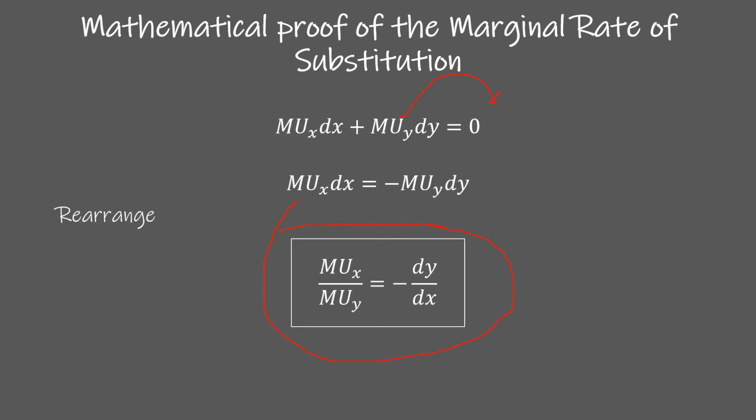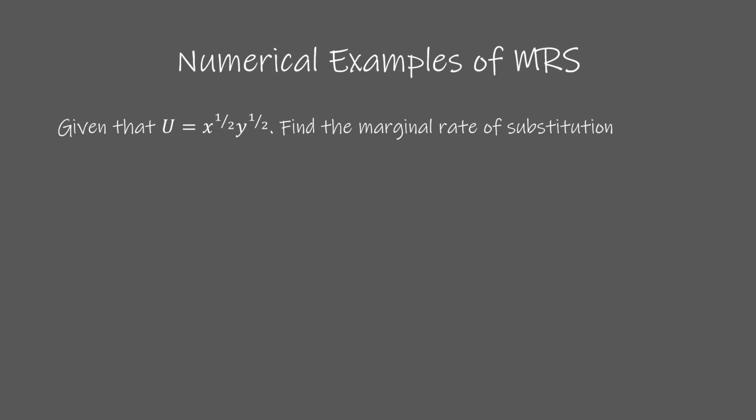So now let's move on by having one numerical example to make things more interesting. We are given that u is equal to x raised to power 1/2 y raised to power 1/2. This is our function, and we can call this a Cobb-Douglas utility function. So find the marginal rate of substitution given this function.